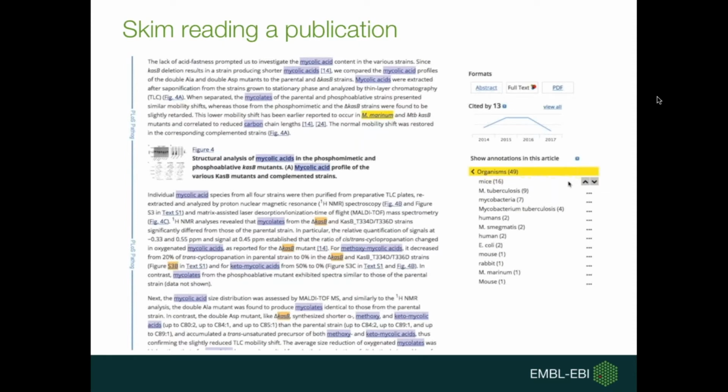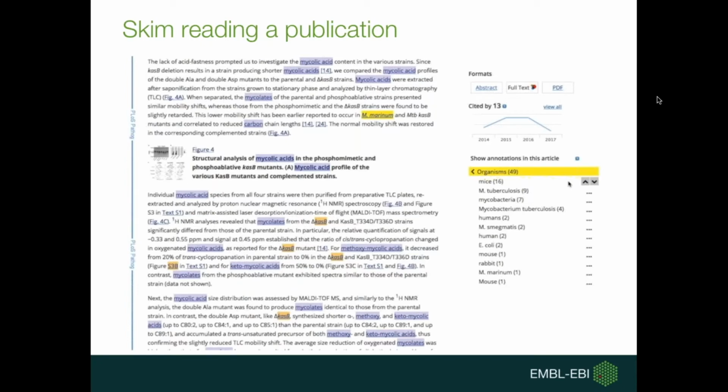For example, mycobacteria, Mycobacterium tuberculosis, and M. tuberculosis may be referring to the same organism. However, the text mining algorithm will list them as separate entities. Nonetheless, the list can give you an idea of the most common concepts appearing in the text.